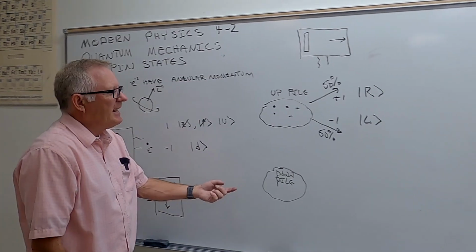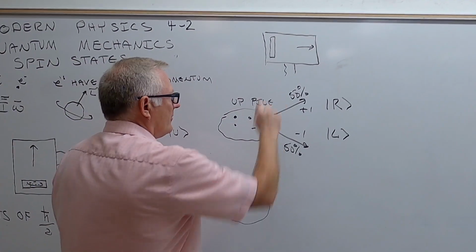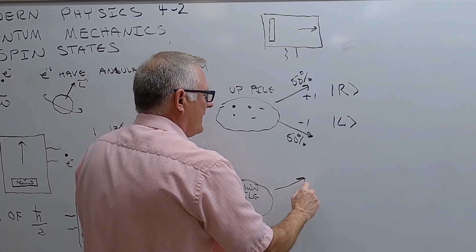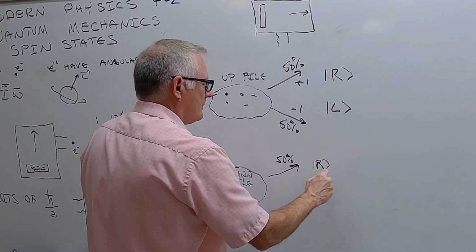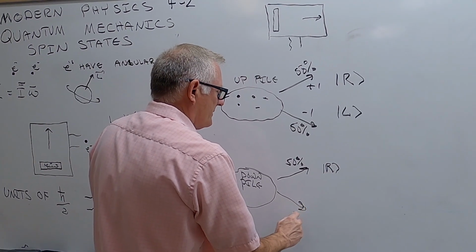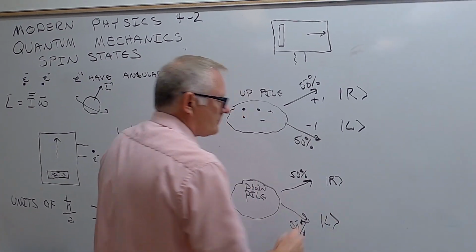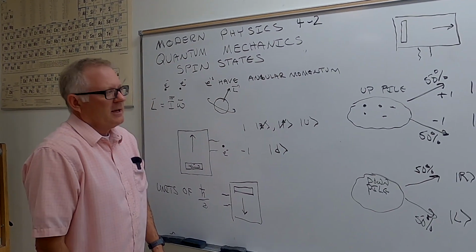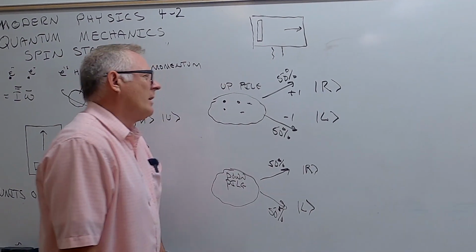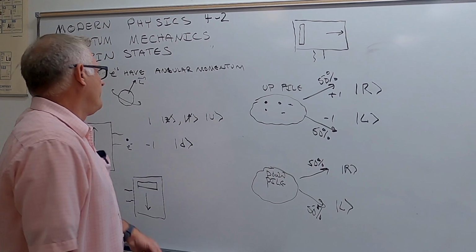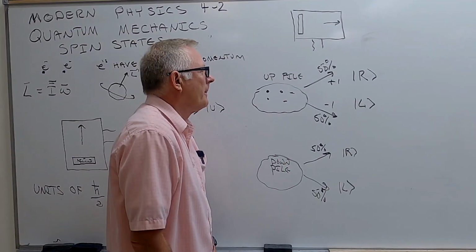What if I take my down and put it through this same thing right here? I'm also going to get 50% right, 50% left. Okay, that's kind of strange. It used to be up, now you seem to be 50% right and left.